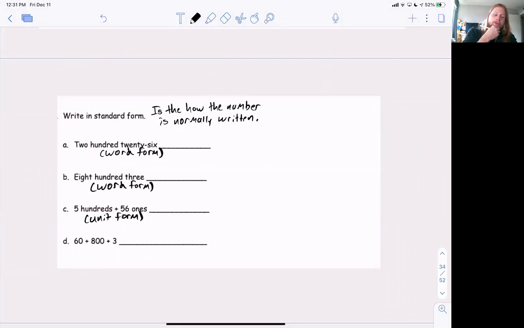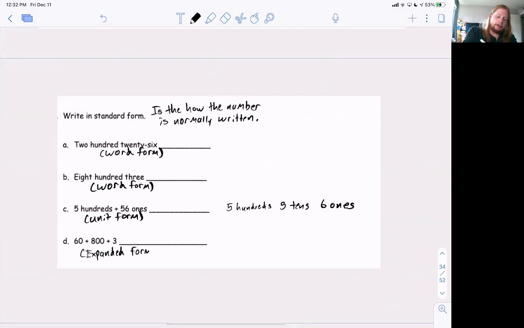But of course, this doesn't look like how we normally see it. We normally see it as 5 hundreds, 5 tens, and 6 ones. But they're both not wrong. It's just if we want the full correct unit form, it's 5 hundreds, 5 tens, 6 ones. Now let's look at 60 plus 800 plus 3. This is expanded form.